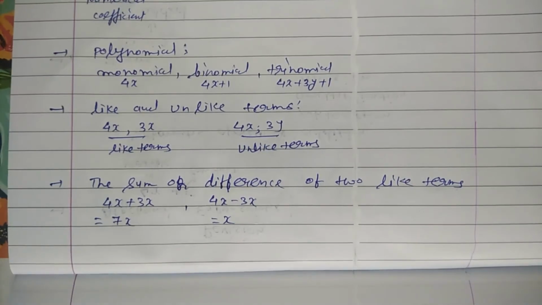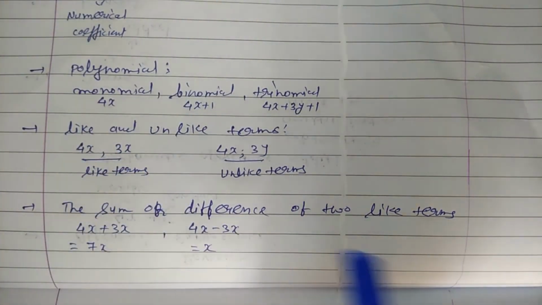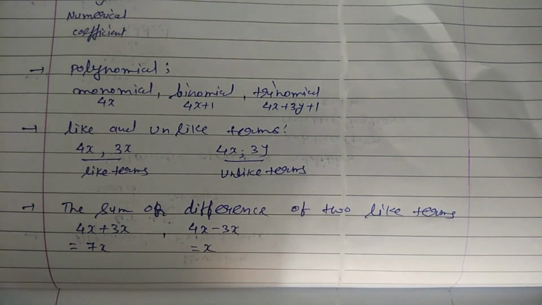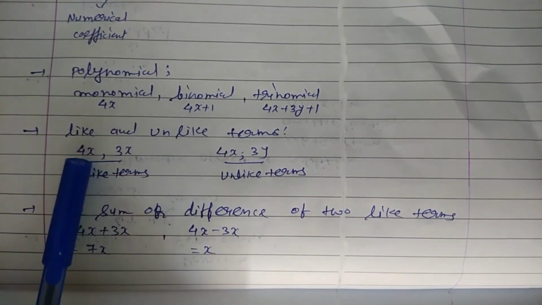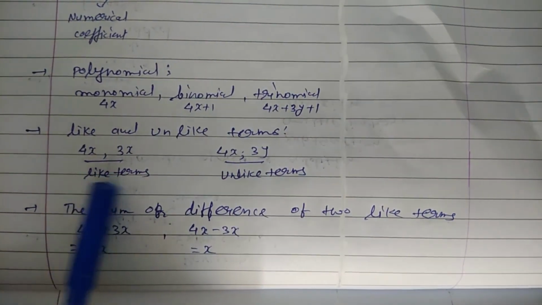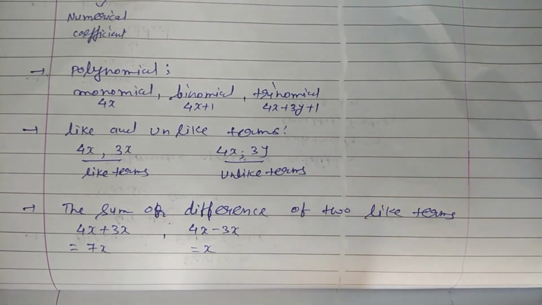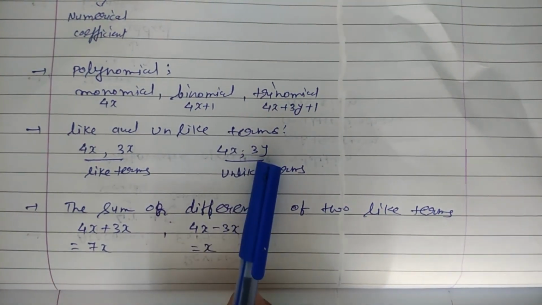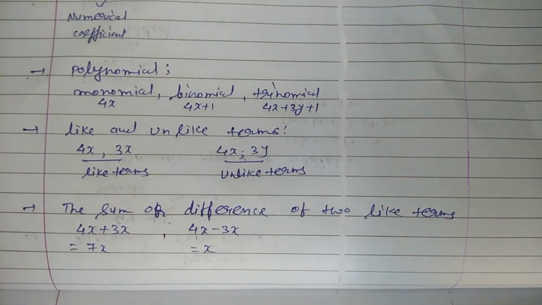Then we have learned about like and unlike terms. Like terms means if in two or more terms the variable is the same and their power is also the same, then they are called like terms. For example, here 4x and 3x. Here the variable is x and their power, that is 1, is also the same. So that's why 4x and 3x are like terms. Unlike terms means their variables are not the same. If variables are the same, then we have to see the powers. If powers are not the same, then they are called unlike terms. So here 4x and 3y, the variables x and y are not the same. That's why these two terms are unlike terms.